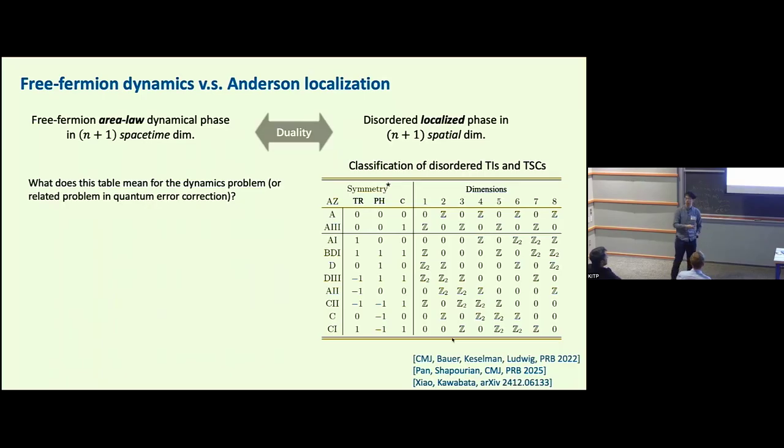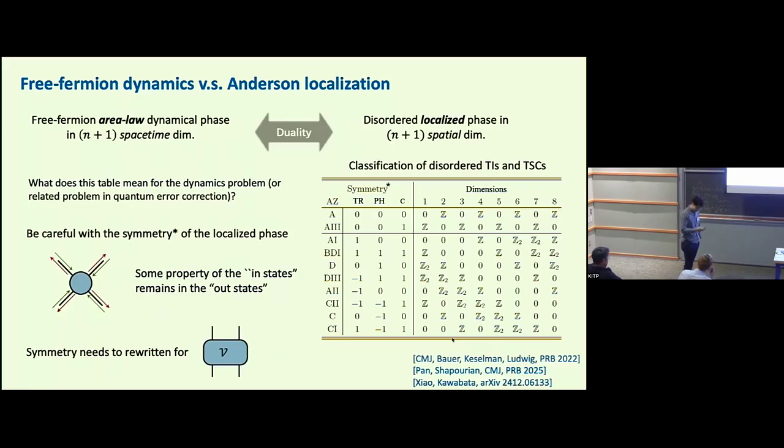So some of these entries in here have a lot of interesting implications to be unpacked when you think about them as dynamical problems via the duality. And if you're careful, you'll notice that I put an asterisk here for symmetry, because the notion of symmetry in here, of course, is natural. It's a symmetry for a localized phase, right?